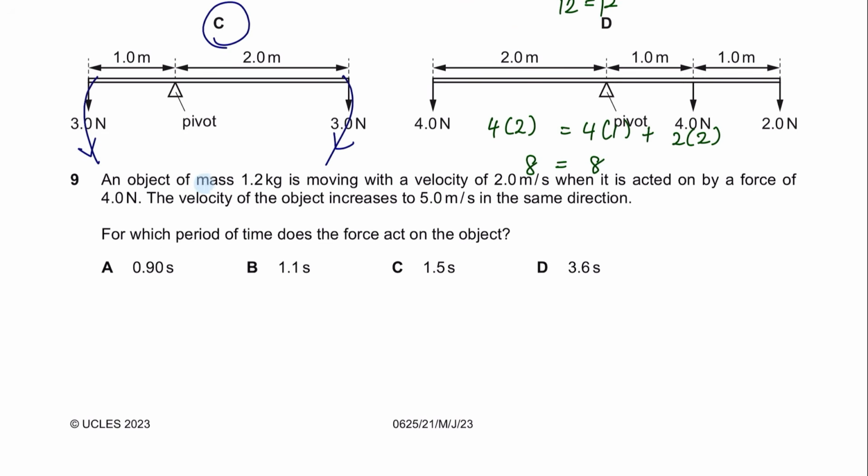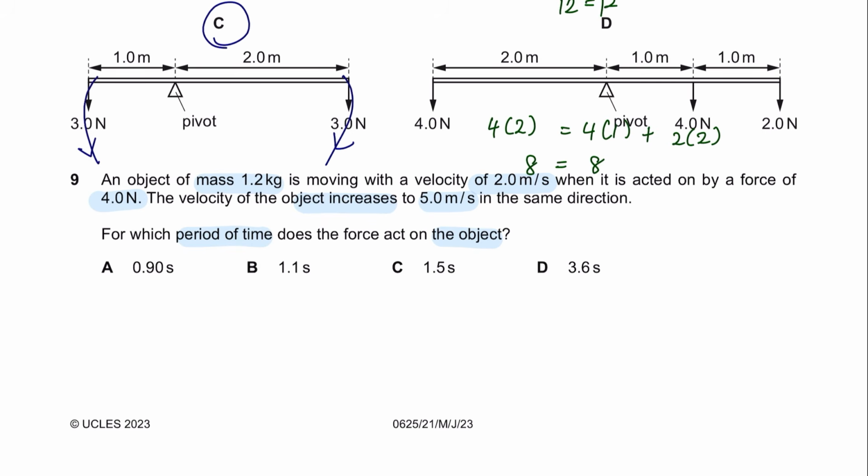An object of mass 1.2 kilograms is moving with a velocity of 2 meters per second when it is acted on by a force of 4 newtons. The velocity of the object increases to 5 meters per second in the same direction. For which period of time does the force act on the object?